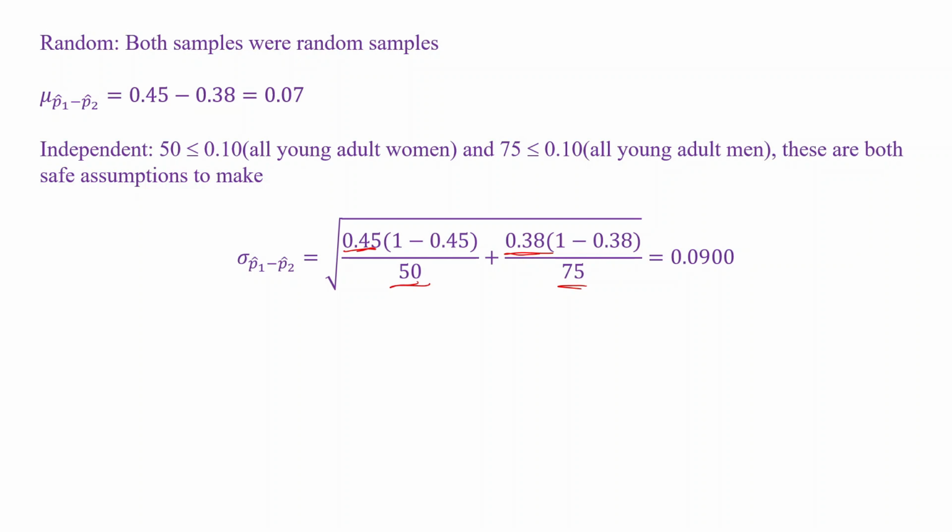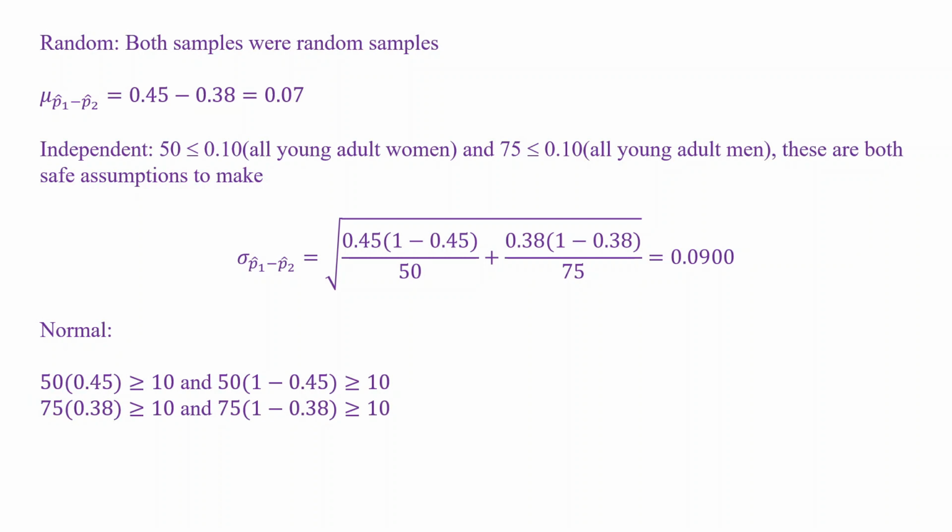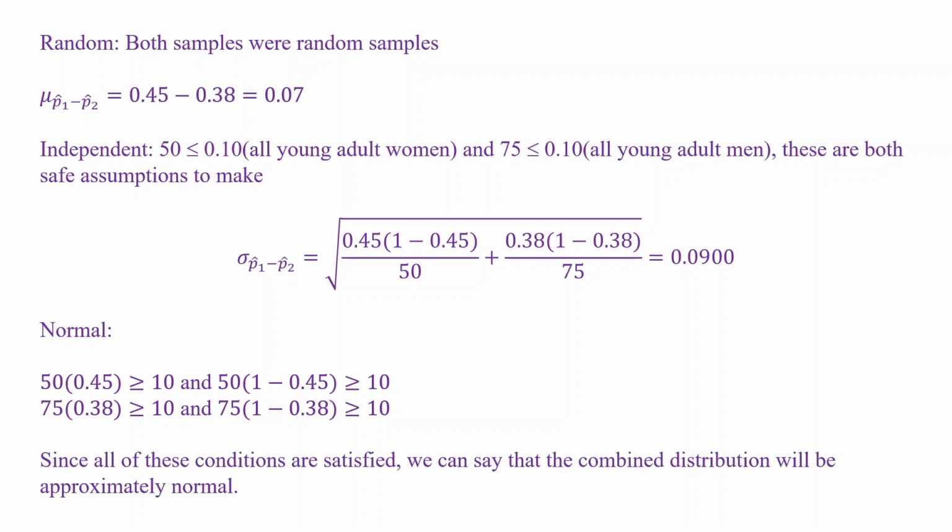The last thing we want to know is if it's normal. And if it's normal, I have the large counts condition I have to check. So first I'm going to check it for my young adult women. I'm going to take the sample of women, multiply it by the population parameter for women. And then for men, the sample size of men multiplied by the population parameter of men. And of course, 1 minus that. And all 4 of those inequalities are true. So since all of those conditions are satisfied, we can say that the combined distribution will be approximately normal.